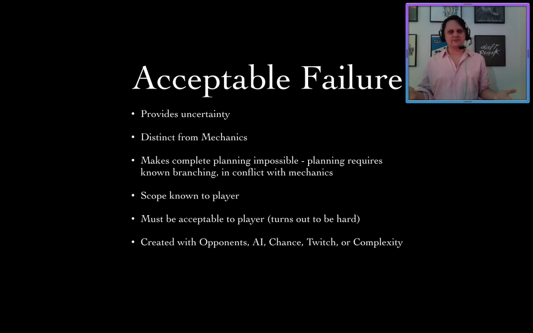So it provides uncertainty. That's the first and obvious thing. It interacts with the mechanics, so that the mechanics and the random bits are sort of controlling each other a little bit. It makes it impossible to plan, as I said. The scope of acceptable failure needs to be known. The Get Lost-a-thon tells you to go left, right, or forward. It can never say go to Reno. And therefore, you can plan for the unpredictability.